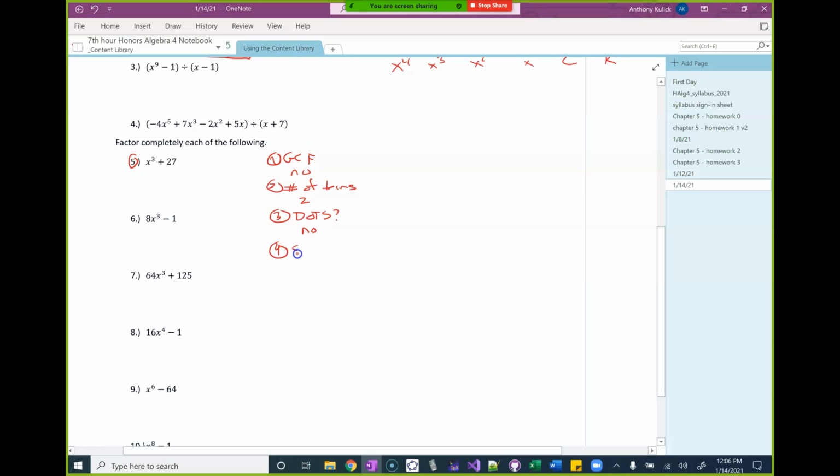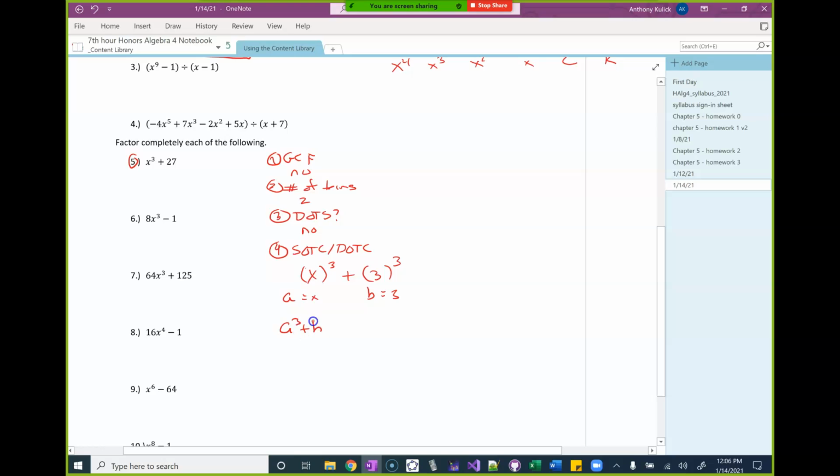The next thing I look for is a sum or difference of 2 cubes. So I see that the exponent on the variable is 3, so maybe I can rewrite this as a sum of 2 cubes. So x cubed, well, that's just x to the 3rd. And 27 is 3 to the 3rd, right? 3 times 3 is 9, times 3 again is 27. So I can say that my a value is x and my b value is 3.